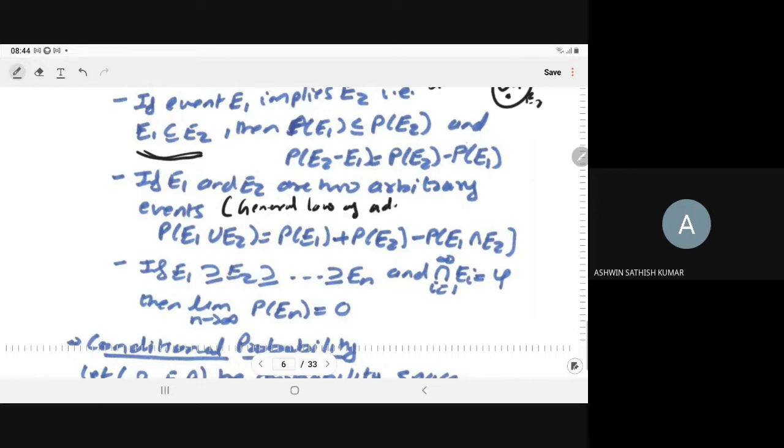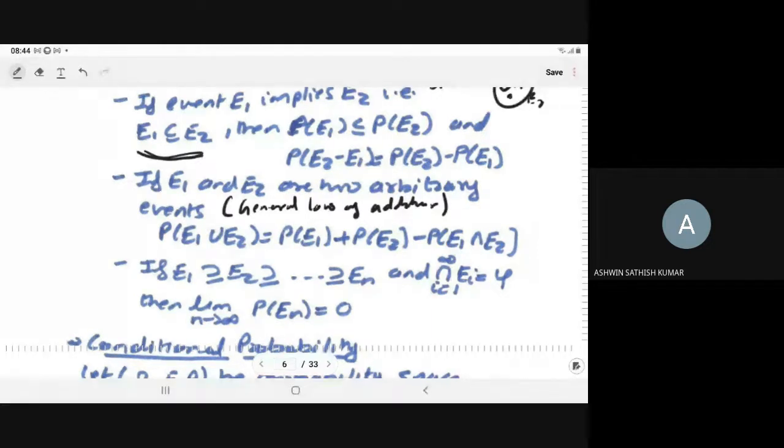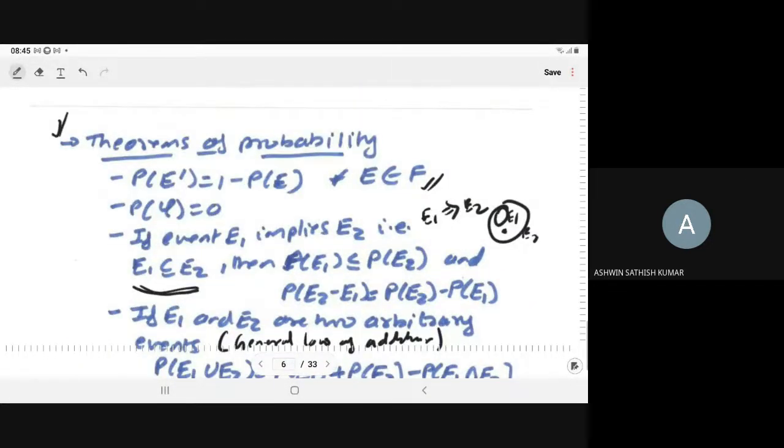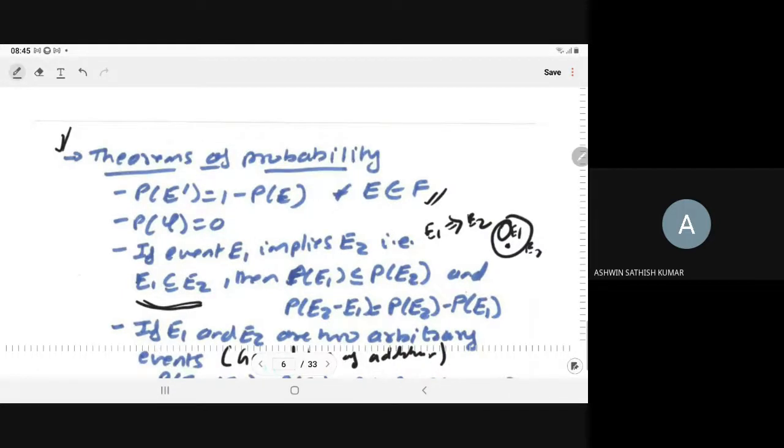General law of addition. So probability of E1 union E2 is equal to P of E1 plus P of E2 minus P of E1 intersection E2. There I think I have not written the third axiom. What is the third axiom?